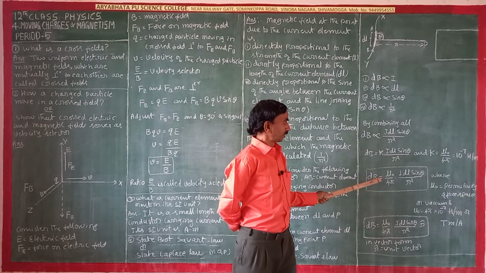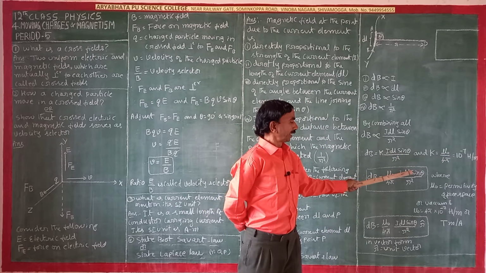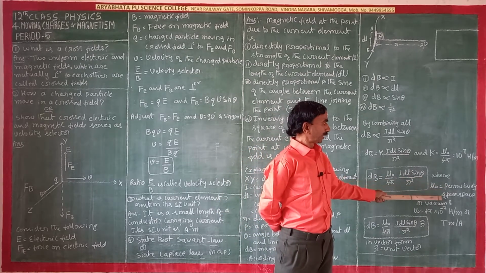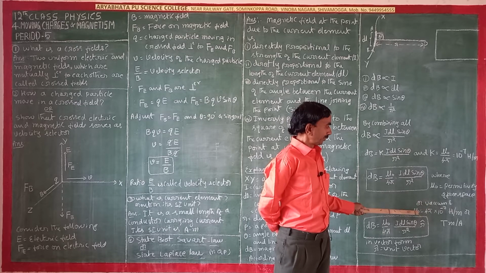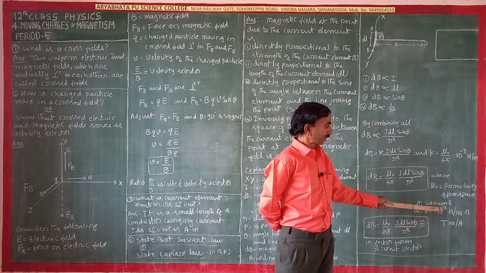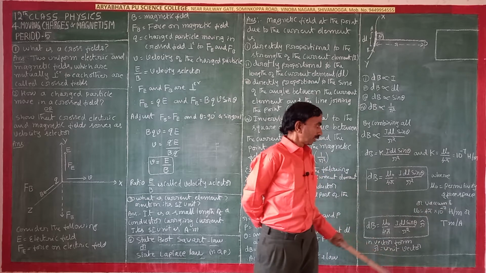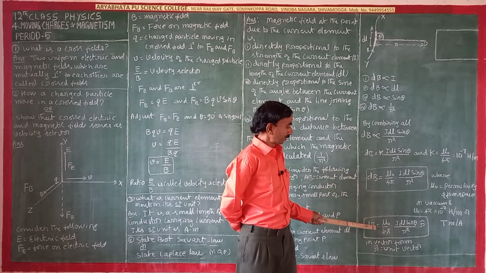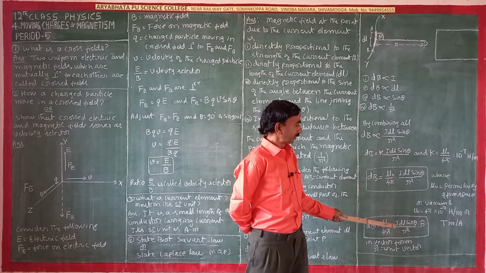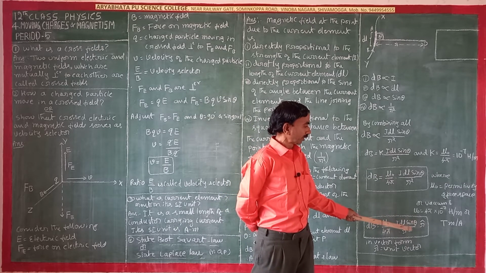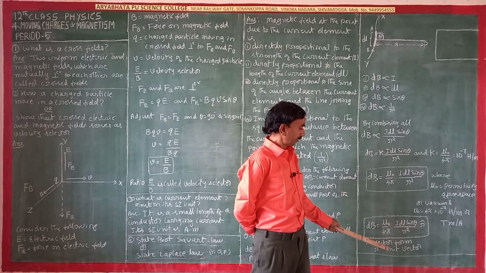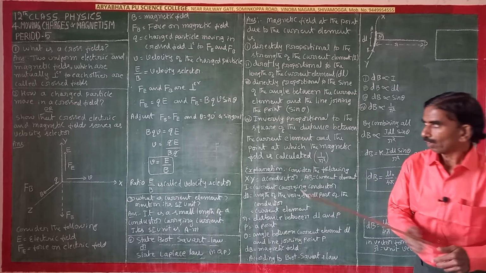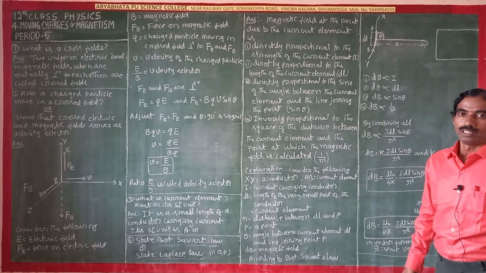So dB is equal to mu naught by 4 pi into I dl sin theta by r square, where mu naught is the permittivity of free space or vacuum, equal to 4 pi into 10 to the power of minus 7 Henry per meter or Tesla meter per ampere. In vector form, dB is equal to mu naught by 4 pi into I dl sin theta by r square into r cap. R cap is a unit vector. You have to study this, and write all of this in your notes.